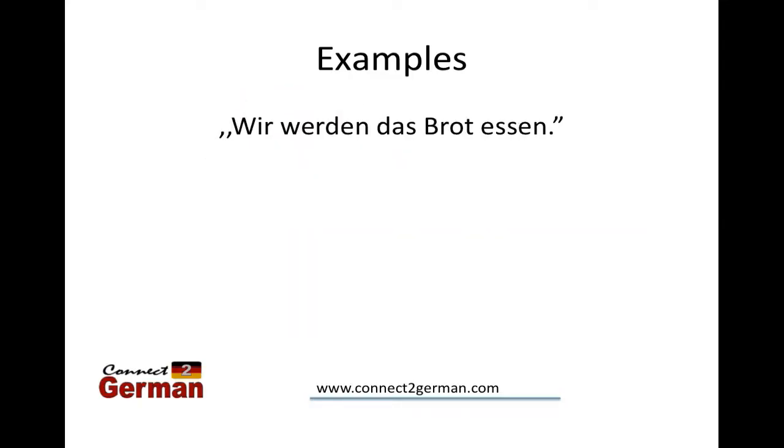Okay, let's look at another example. Wir werden das Brot essen. So instead of ich, we're switching to wir. We will eat the bread. Again, we have our form of werden. It's conjugated to agree with wir, and it stands for will. So there really is a word in German that means will, just like we would express the future in English.